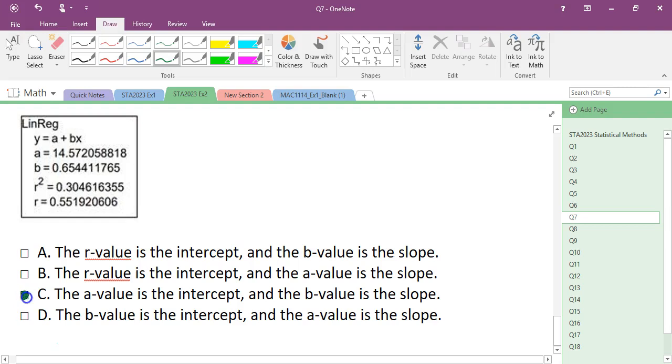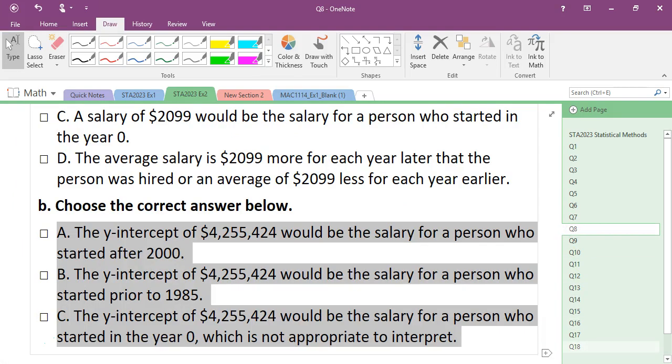Yeah. Remember how we kind of talked about this in class? They like to write y equals mx plus b backwards. So they put the intercept first and then the slope value. So definitely it is C. And you knew that from A and B we could throw those out because R values can't be intercepts. They're the correlation coefficient. Perfect. And I believe that should be, yep, it was the last question on that one.